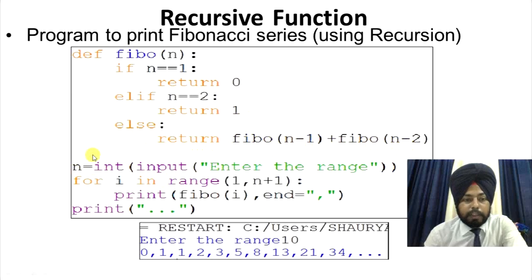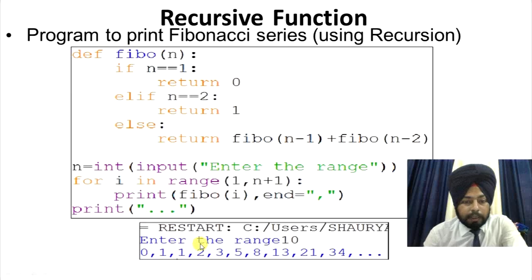Then we'll type the main program here: n equals input function with integer. Then we'll use a for loop, for i in range. We'll use a range here. Then it will print Fibonacci and then the print function.